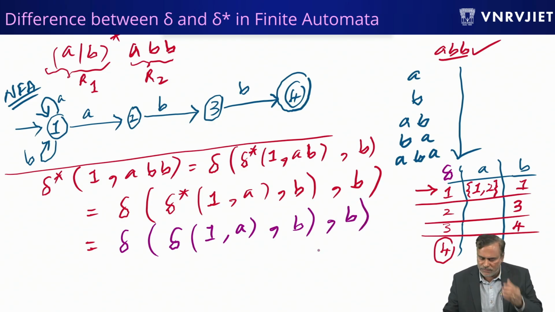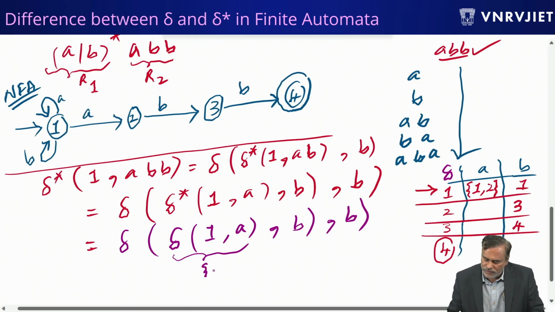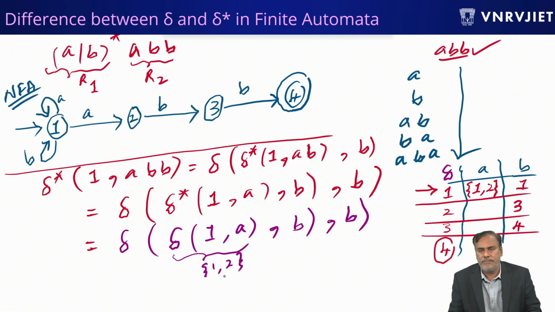And delta of 1a, from the table, is 1, 2. This is an NFA, so for a given state and input symbol you can have more than one outgoing transition. From state 1 on reading a, I can go to state 1 itself, or I can go to state 2. That is the reason we have 1, 2. Next, you have to find 1 on b, and then 2 on b.